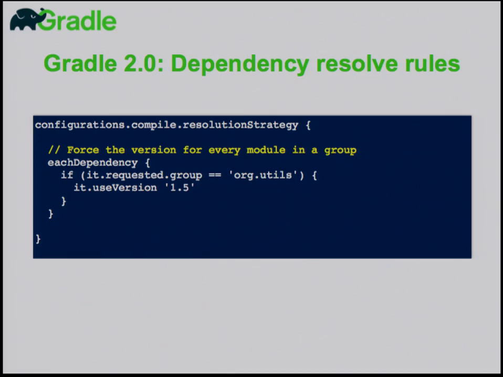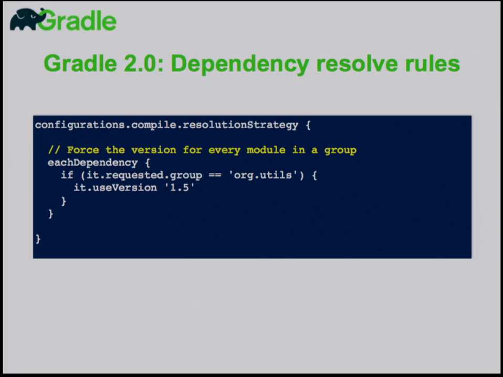An example here is forced versions. Now we do have a shorthand syntax for creating forced versions, but this is actually a bigger force, we're saying every single dependency that's in the org utils group, use version 1.5.